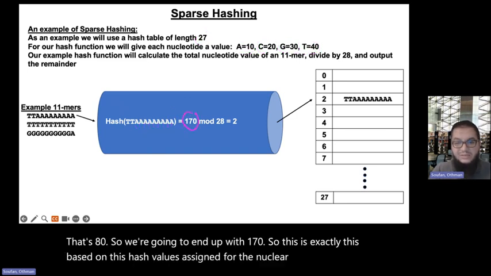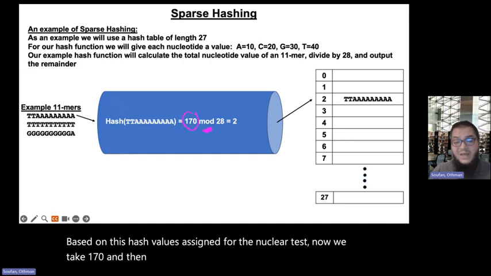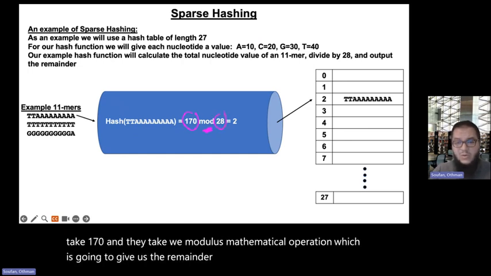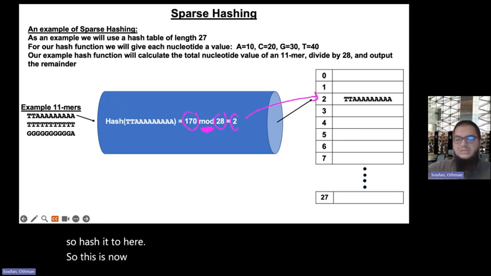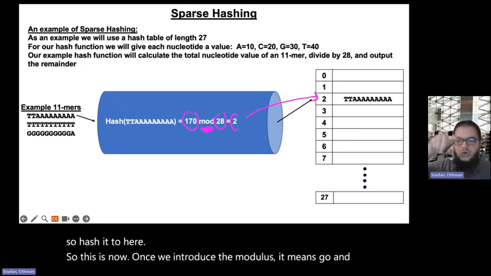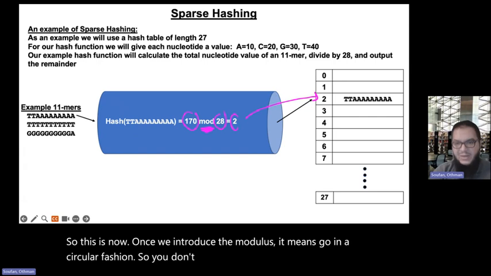Now we take 170 and apply the modulus mathematical operation, which gives us the remainder. So 170 modulus 28, we get 2. So it hashes to here. Once we introduce the modulus, it means we go in a circular fashion, so you don't need to have a big table.